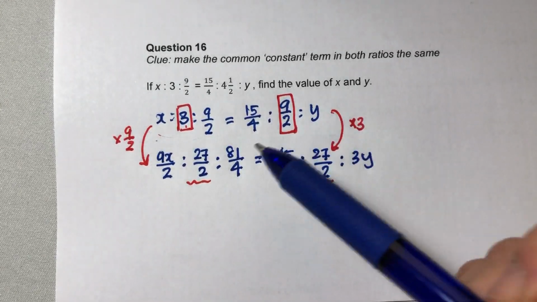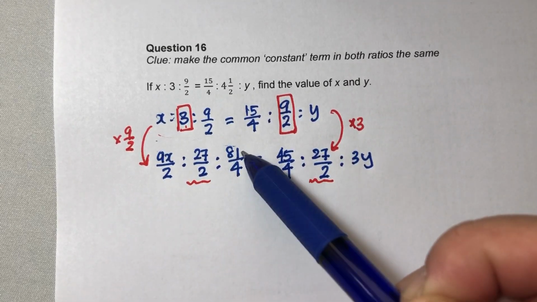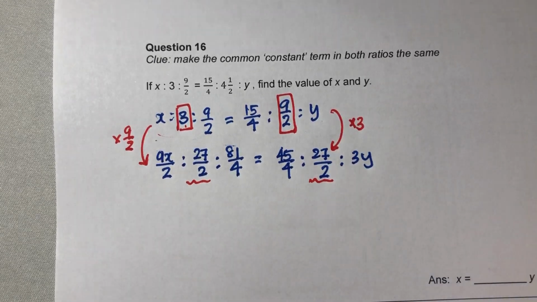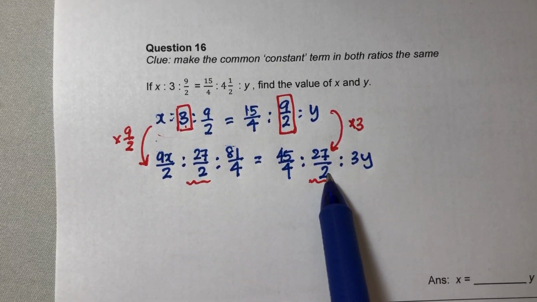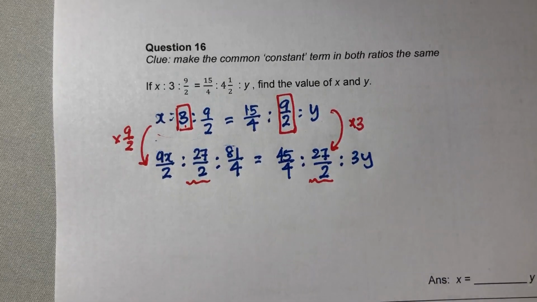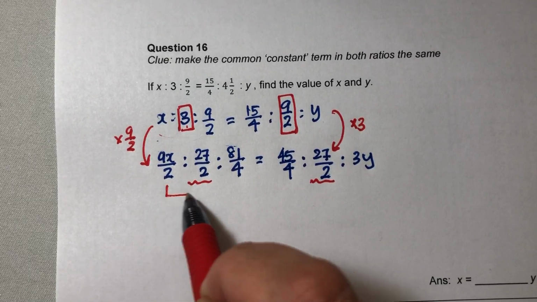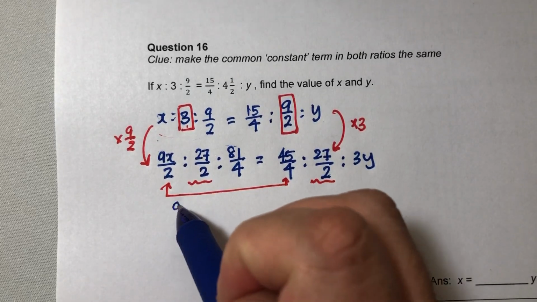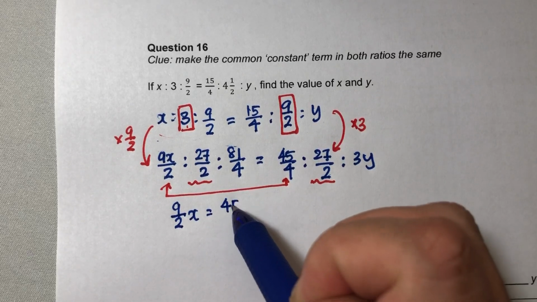Now, if you look at the ratio on the left, you will notice that this is equivalent to this. Similarly, this is equivalent to this, okay? And now, because the middle quantity is exactly the same, we can say that this whole thing is equal to this. As a result, by comparing these two terms, we can write 9 out of 2x is equal to 45 out of 4.